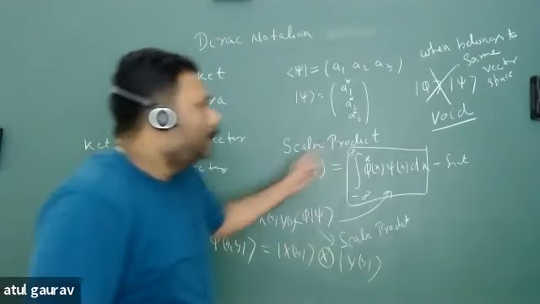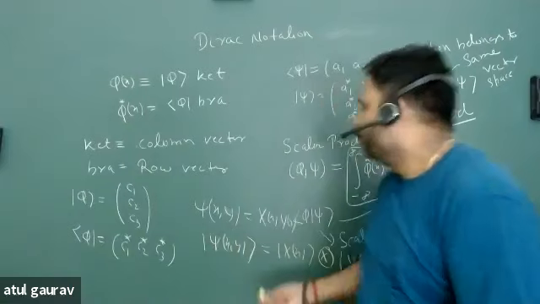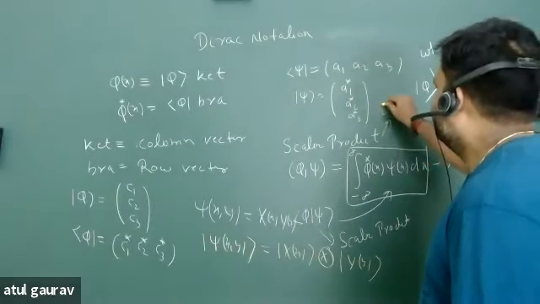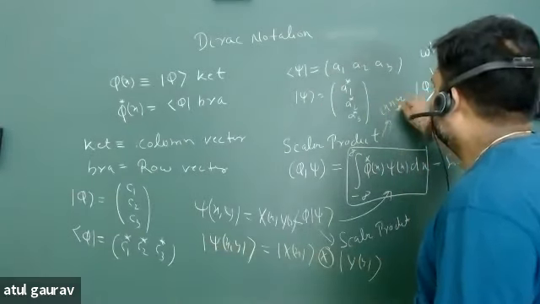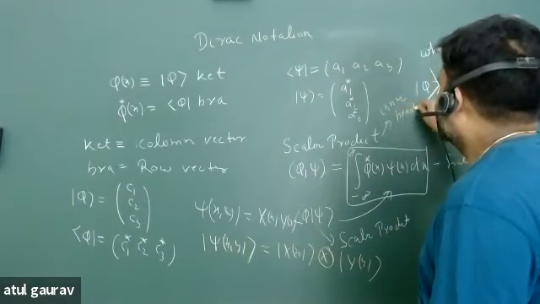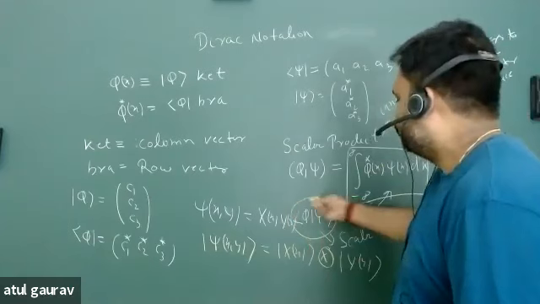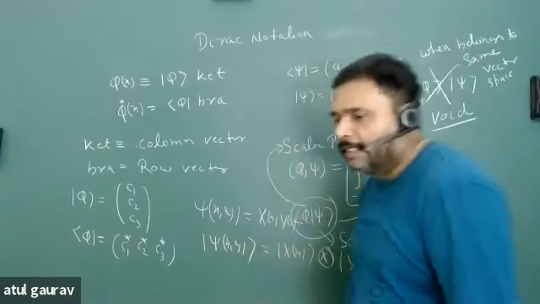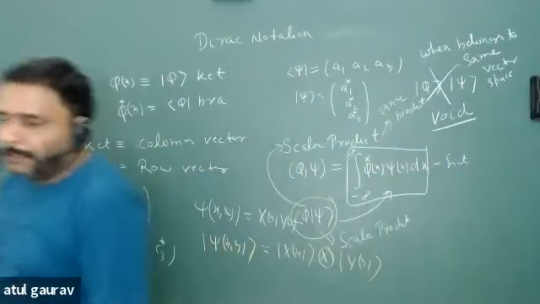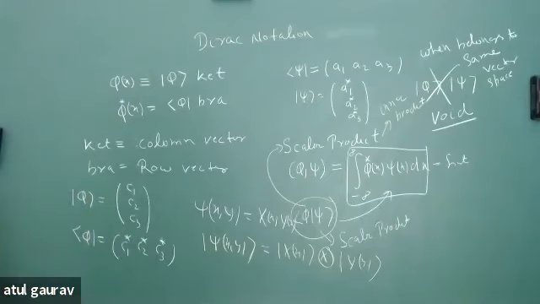The scalar product is also known as the inner product. So this is the notation of the inner product, and physically it tells you the scalar product.